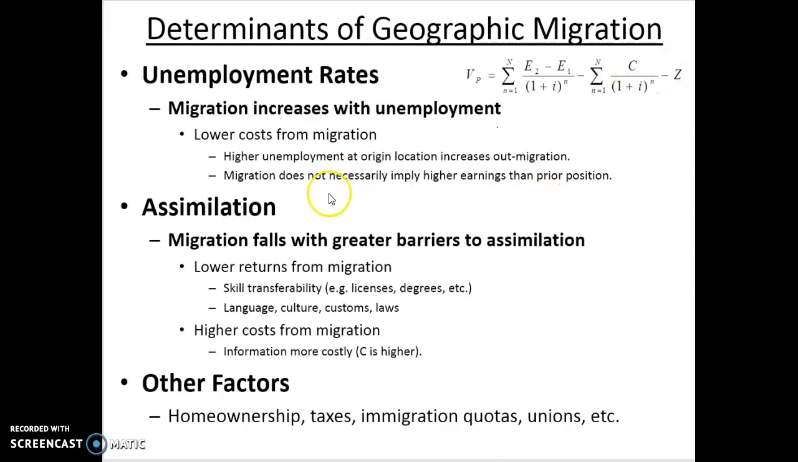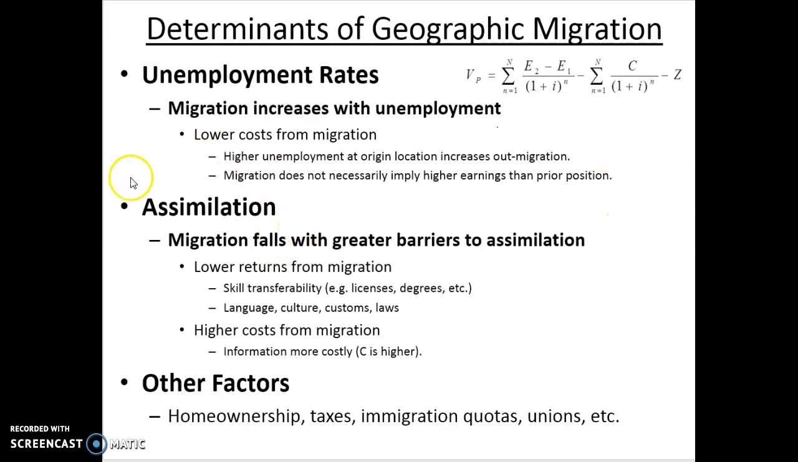And don't assume that because people are leaving a particular region that they're better off in terms of higher earnings than in their prior position. Sometimes they lost that prior position, so they just have a job in the new region. They aren't necessarily making more.